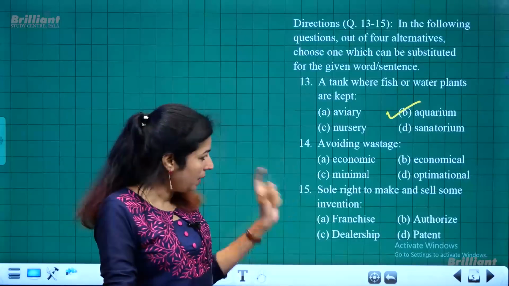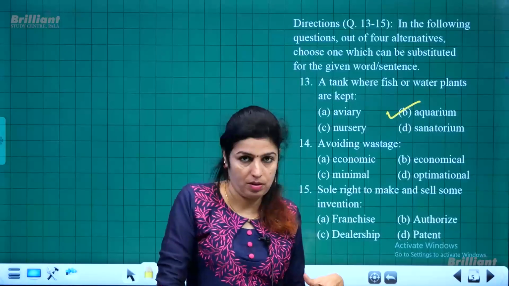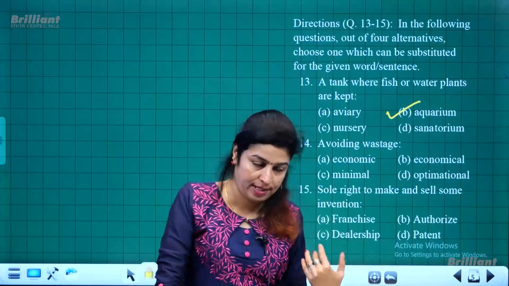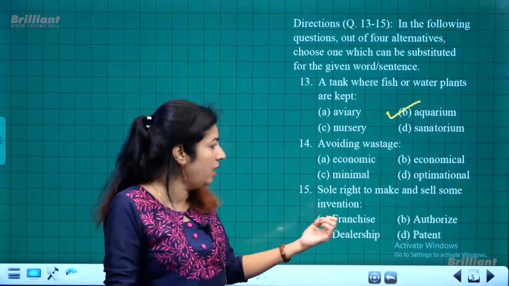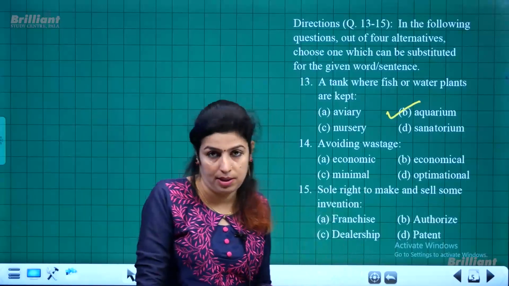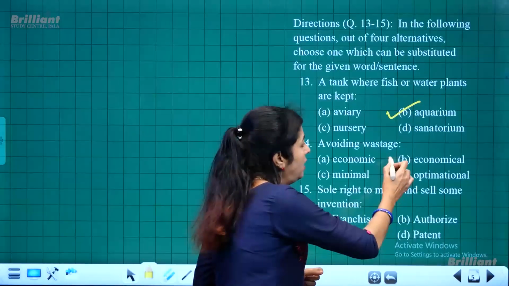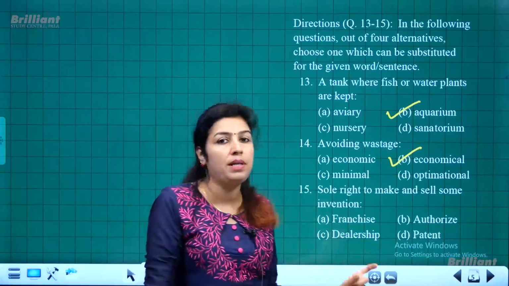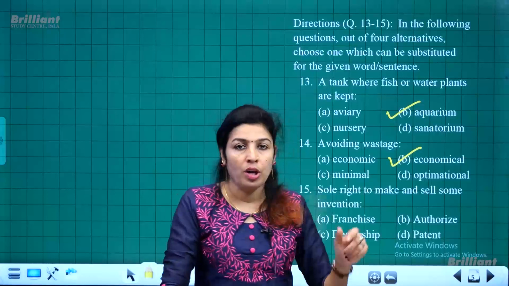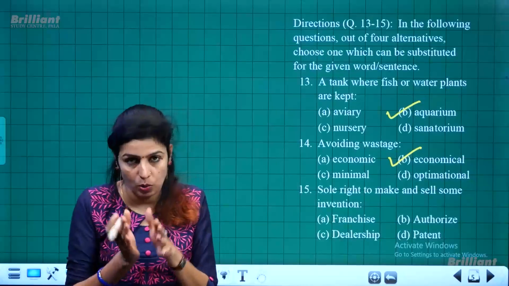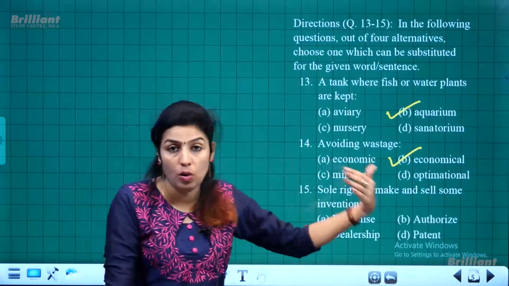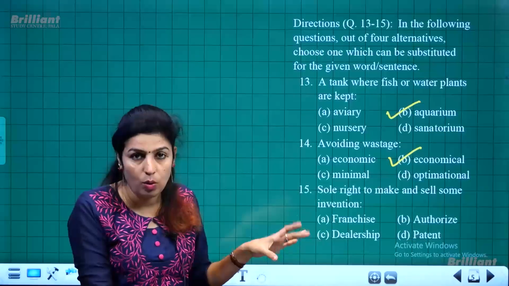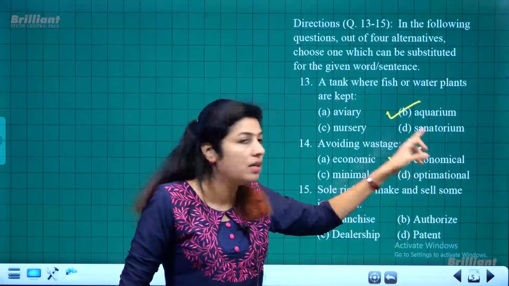Minimal actually is minimum use. Not preventing things from going waste. Economic is actually connected with economics, and the proper word to be chosen is economical. A person who is economical means the one who uses, consumes things in such a way that those things will not go waste, a tactful way that the things will not go waste. So economical is the word.